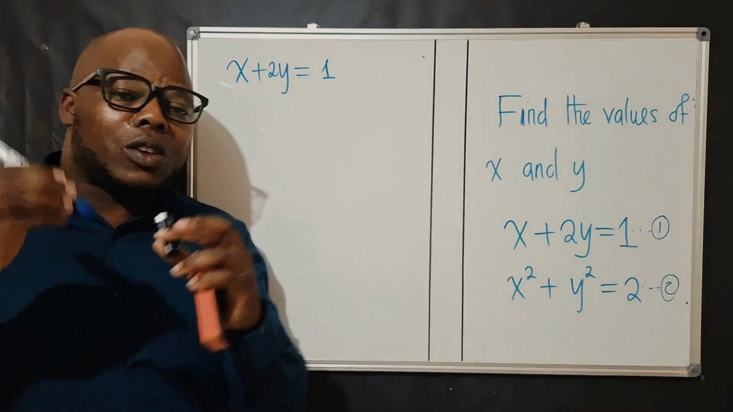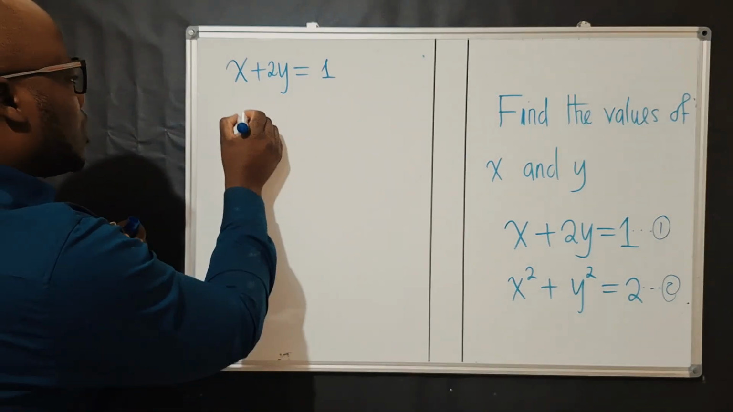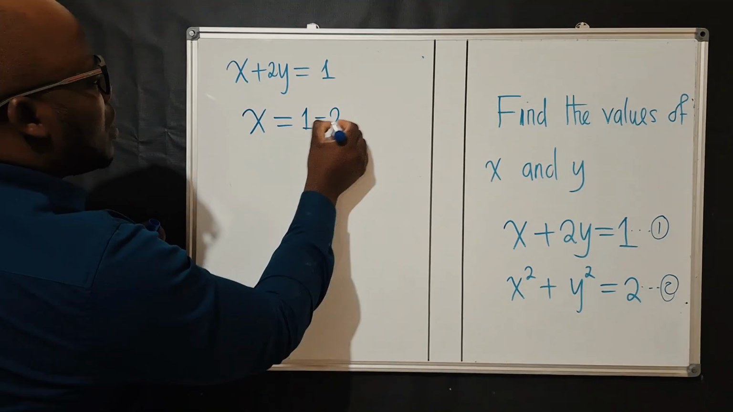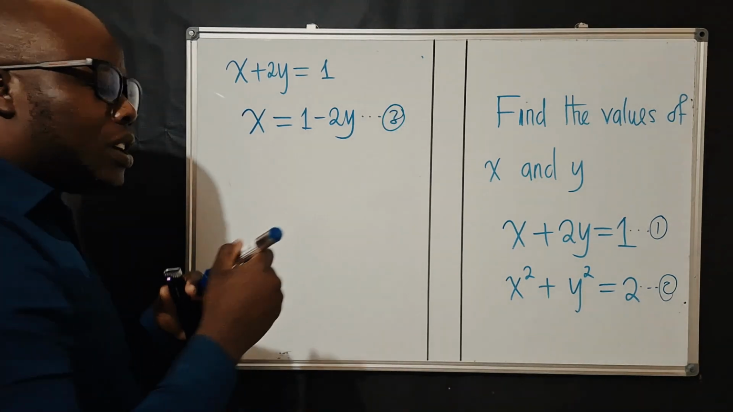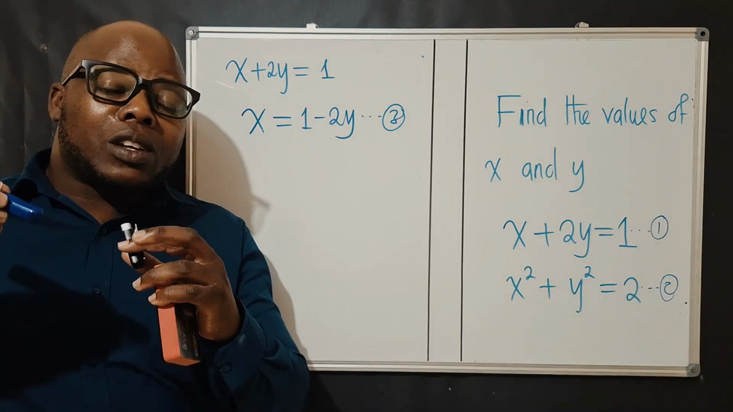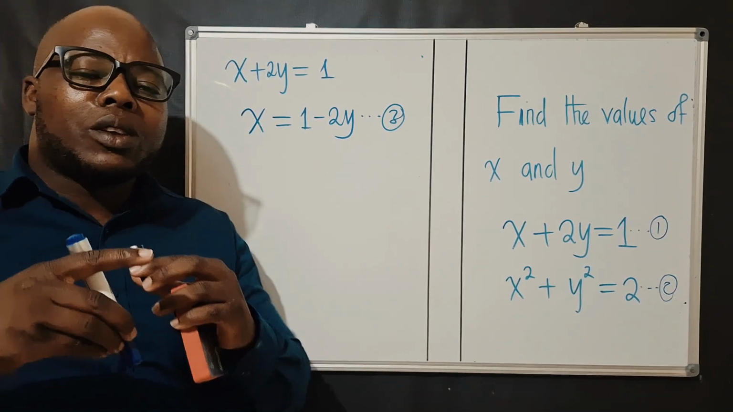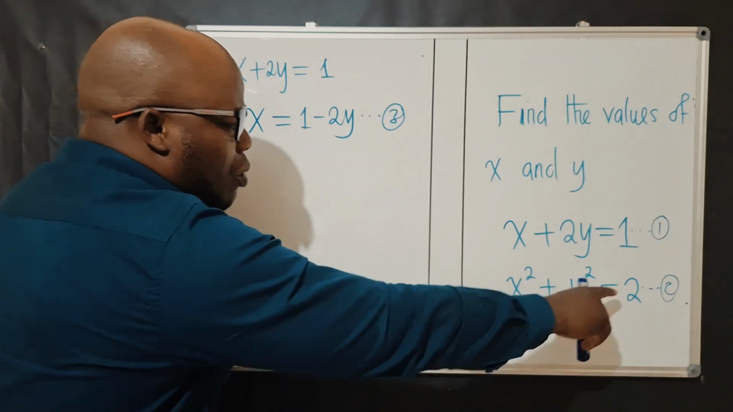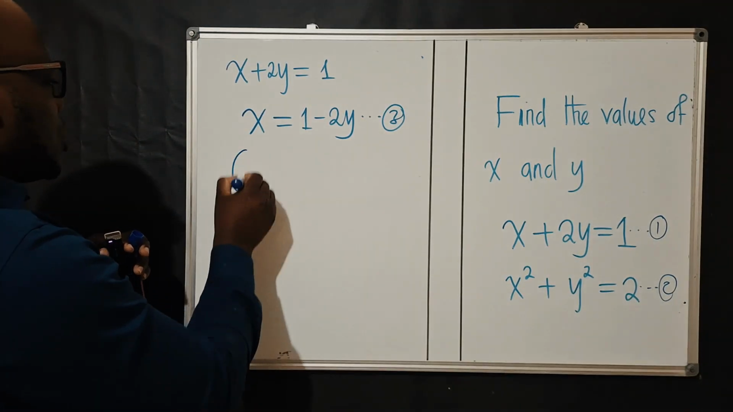Once we get this equation, we make x the subject of the formula. So x will be alone, and we shall have 1 minus 2y. And we'll call this equation 3. We've got how many equations? 3 equations. Equation 1, 2, and 3. So now we're going to get this equation 3, we substitute it in equation 2, where y is here. And this is how it's going to look.